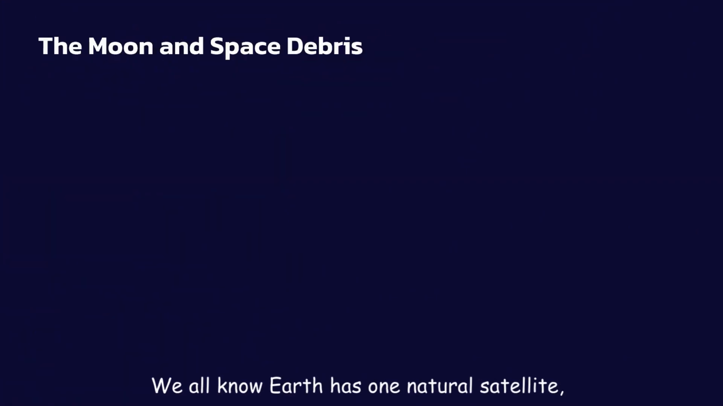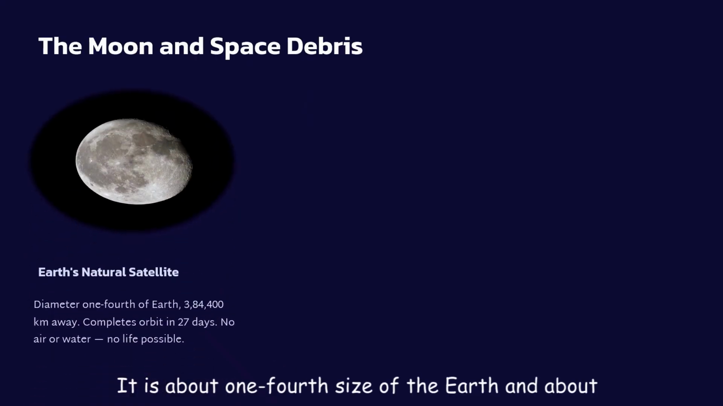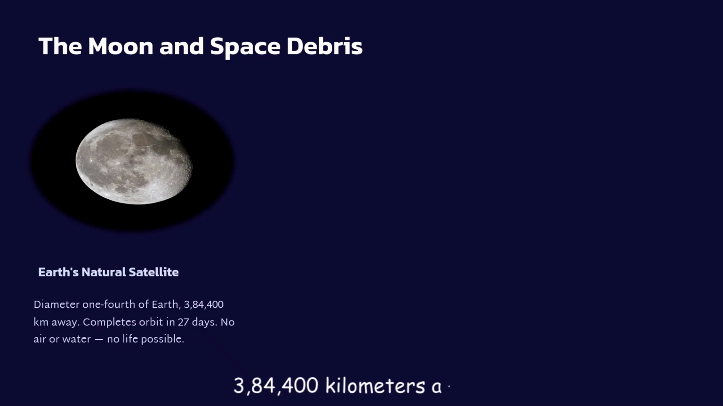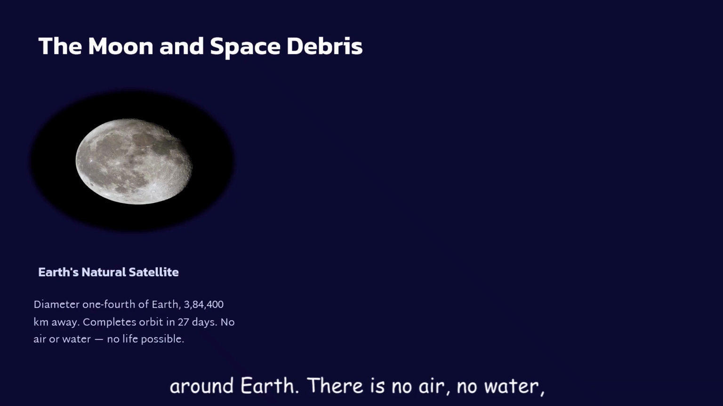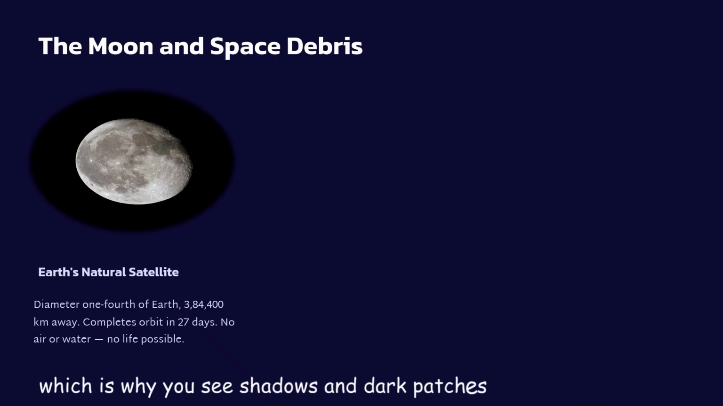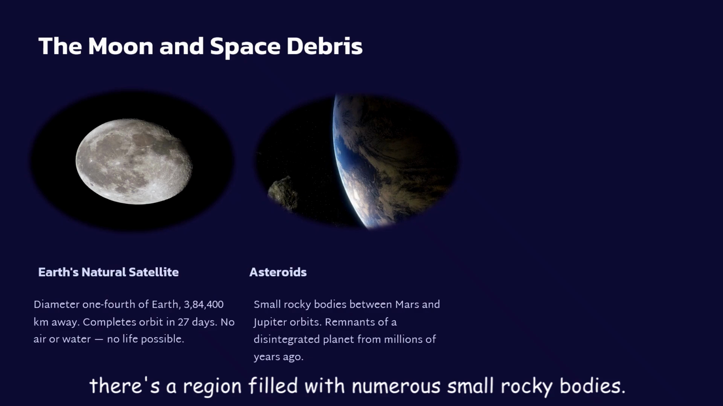We all know Earth has one natural satellite, that is the Moon. It is about 1/4 size of the Earth and about 3,84,400 kilometers away. It takes roughly 27 days to complete one revolution around Earth. There is no air, no water, and hence no life on the Moon. Its surface has craters and mountains, which is why you see shadows and dark patches when you look at it from the Earth.